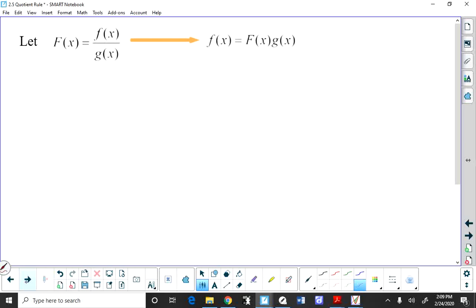So I take this and I write it as f of x equals. And now I'm going to differentiate it. But when I differentiate this, the left-hand side to differentiate is easy. It's f prime of x. The right-hand side, I have to use the product rule.